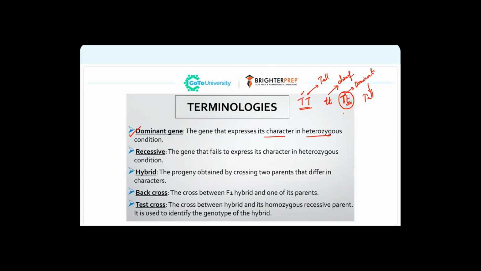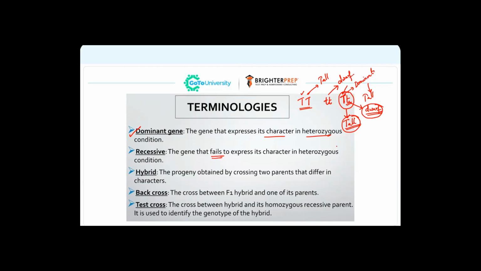So if an individual is having this heterozygous genotype and is showcasing a particular trait, for example, the tall trait, then we can say this particular trait is the dominant character there. So capital T will be dominant. Now recessive: the gene that fails to express its character in heterozygous condition. In this case, small t is failing to express its character, that is dwarfism. So that means dwarfism is the recessive character there.